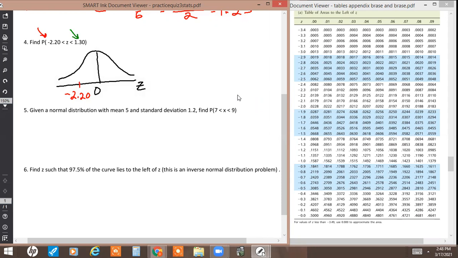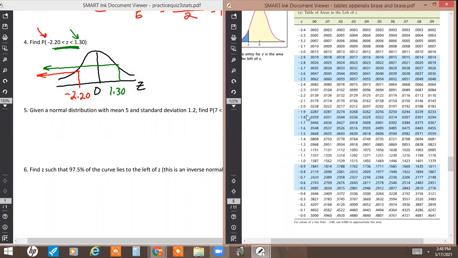Positive 1.30 would be on the positive side somewhere. Why I did that, I don't know. Anyway, positive 1.30. All right. We want to find the probability z is between those, right? So what we're going to have to do here is find the area in the tail below negative 2.20. Find the area in the tail below 1.3, and then subtract the smaller area from the larger area.